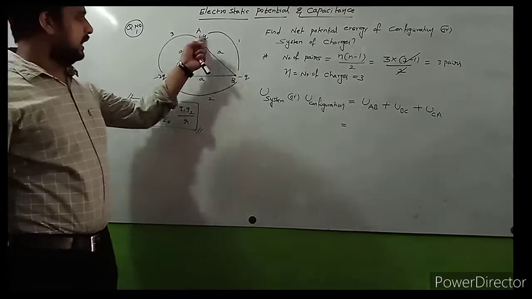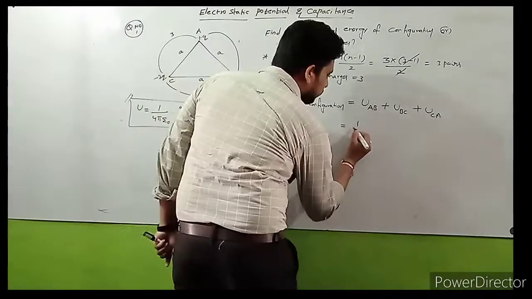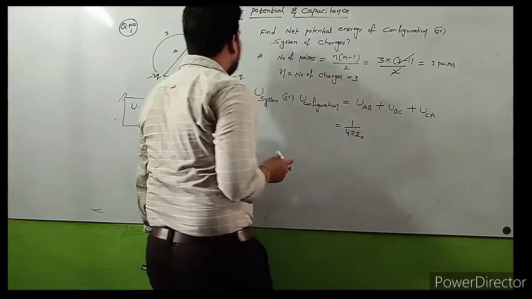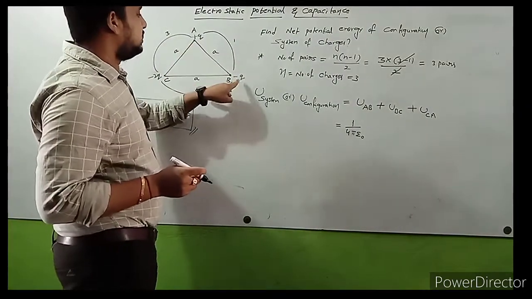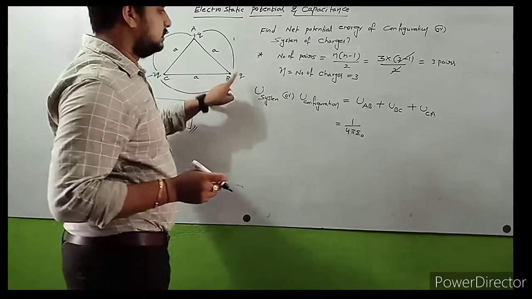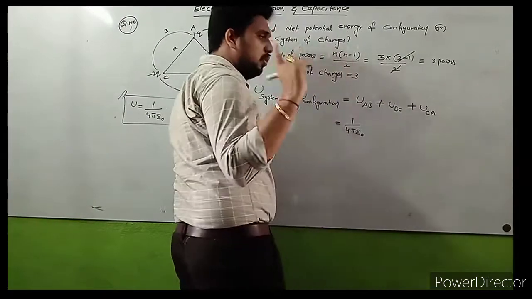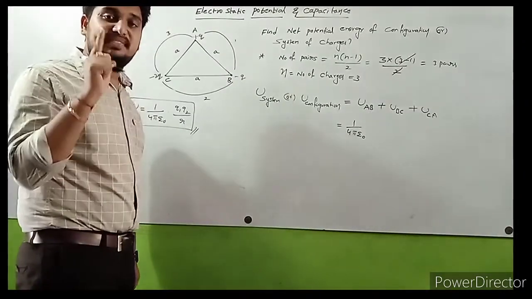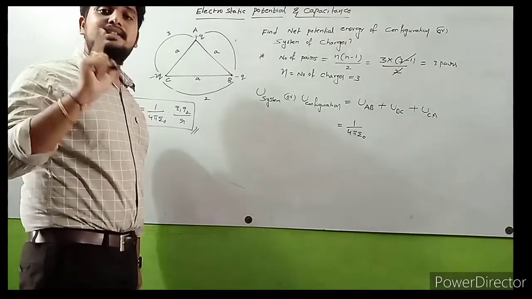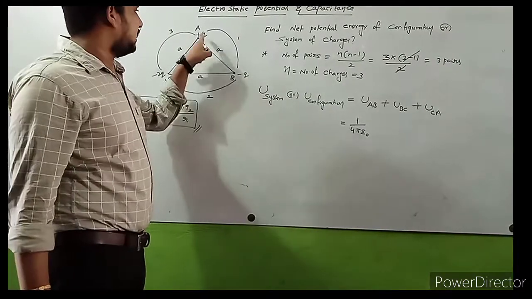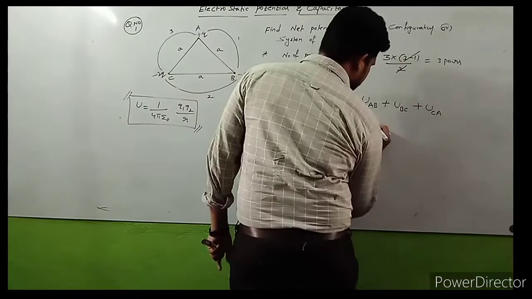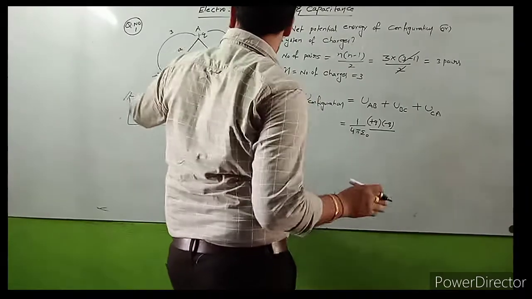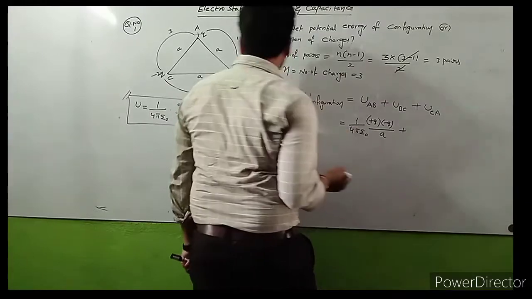For example, UAB, we are talking about AB: 1 by 4 pi epsilon naught Q1 Q2. At point A the charge is Q, at point B the charge is minus Q. Plus into minus. I already told you, while calculating potential energy or electric potential, we consider the sign of the charge. This is plus Q, this is minus Q, plus into minus gives minus. So plus Q into minus Q by the distance between these two, which is A.